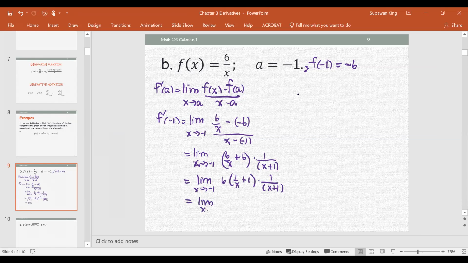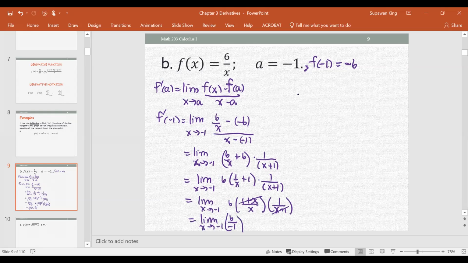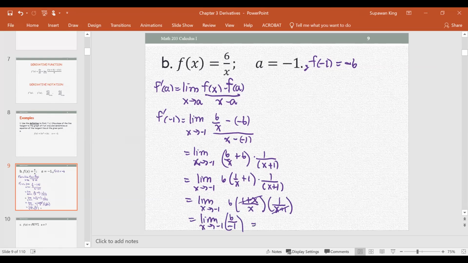Find the common denominator for the first factor, which is x. The numerator is 1 plus x, multiplied by 1 over x plus 1. As you see, x plus 1 and 1 plus x will be cancelled. Therefore, we are going to find the limit of 6 over -1 as x approaches -1. This is a constant, so the limit as x approaches -1 will become -6.